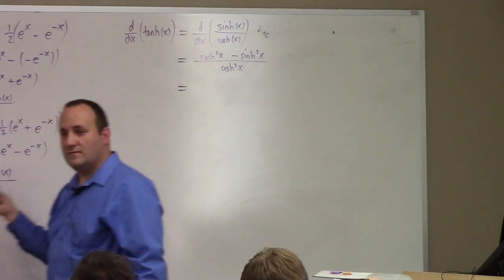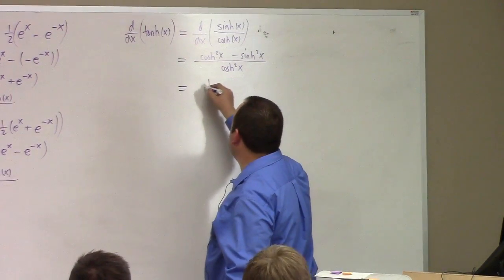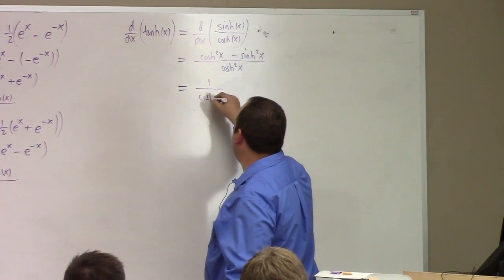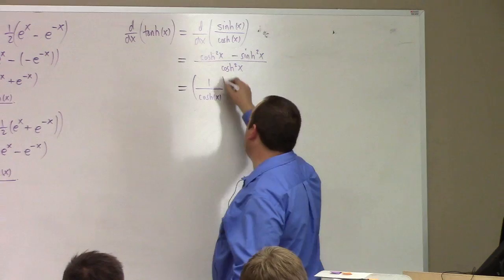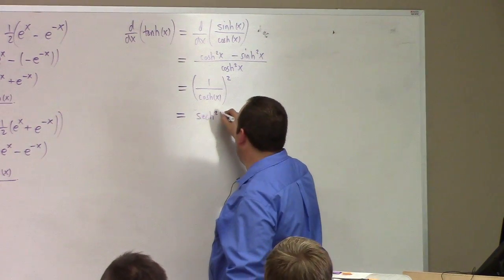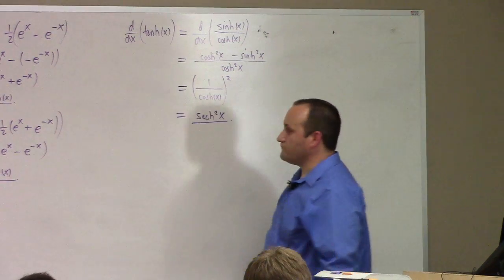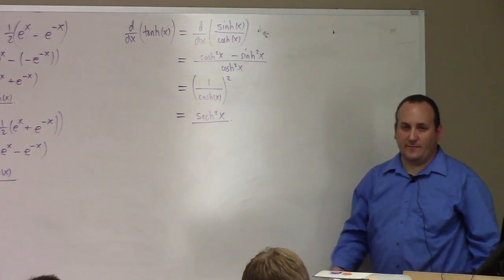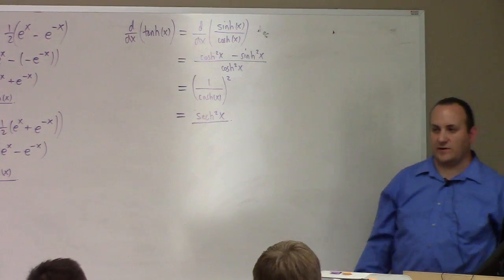Oh, it's 1. So this is 1 over cosh squared of x. I'll emphasize you can pull the square out like so, which is just what? So the derivative of the hyperbolic tangent is the hyperbolic secant squared.